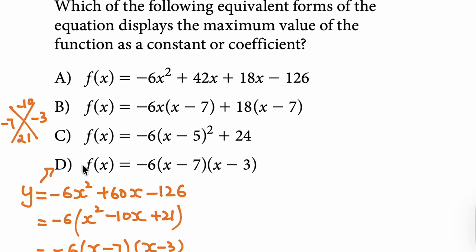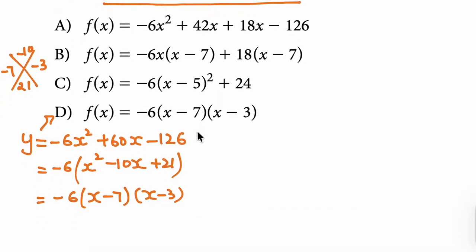Why? Because we have to find a function which displays the maximum value of the function as a constant or a coefficient. That is the curveball or the trap of the SAT. You will find out that your answer is correct. That means D is the right option, but this is not what is asked. So what is asked? y is equal to negative 6 x squared minus 10x plus 21.